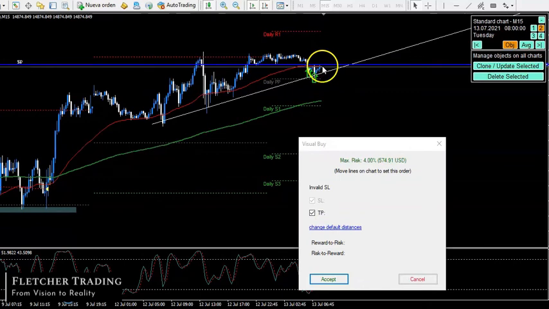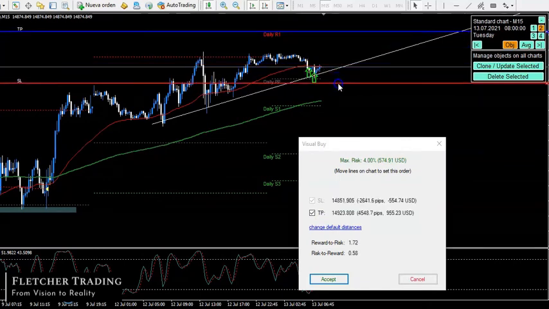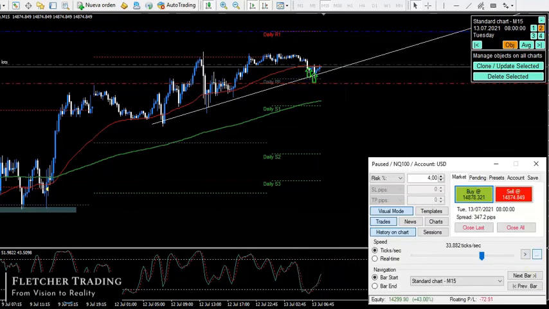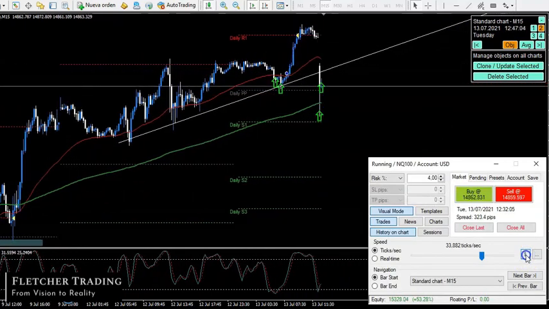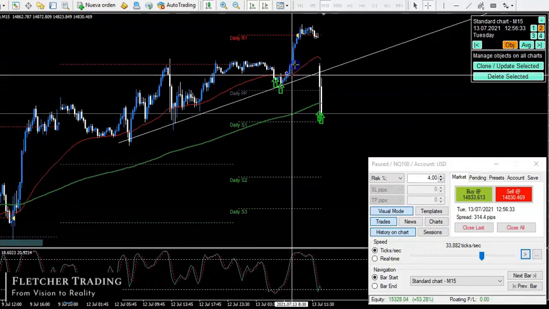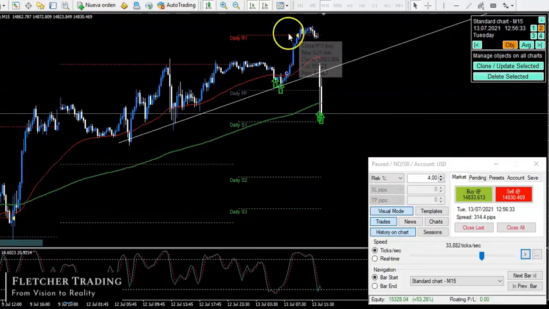So as usual, I'm just going to target the resistance level using the daily pivot points, and I'm going to have this just below the most recent lows and just below the daily pivot point. So we've got a risk to reward around 1.7, so we're going to click accept and continue. Just like that, we were taken out of the position here. As you can see, price has rebounded off the support level.